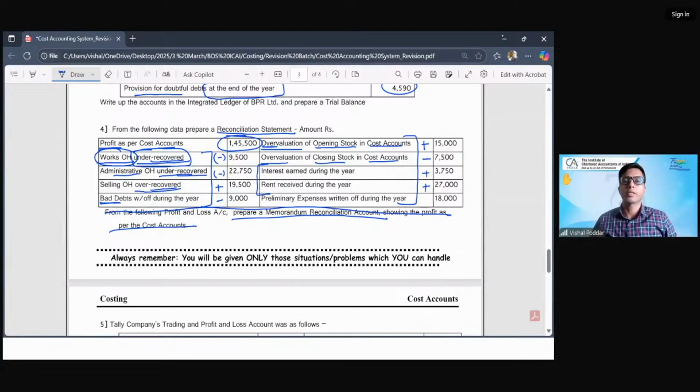And then preliminary expenses, which are written off. Preliminary expense again is a financial item, so the impact has to be only in financial books. And since it is a debit item, my financial profit will be lesser because I have debited this in financial books. Now, in order to reconcile, I have to see the starting point. My starting point is cost profit. I have to climb downwards. So I will also subtract.